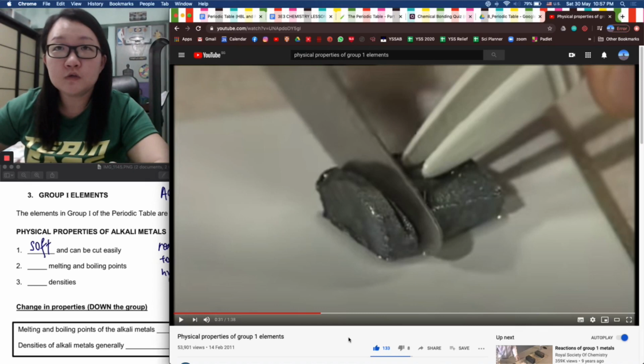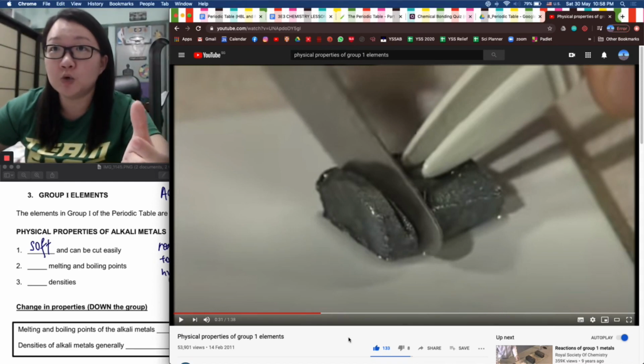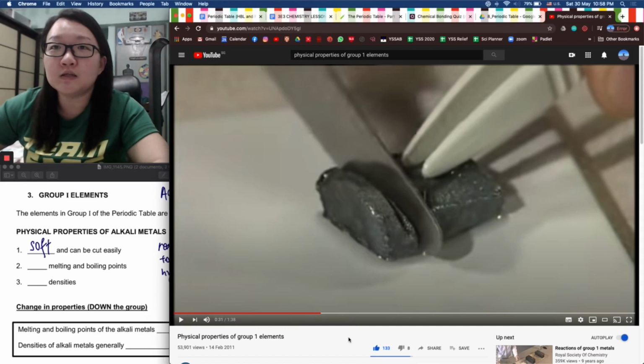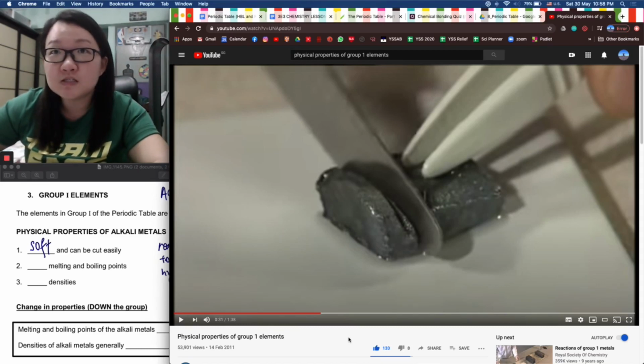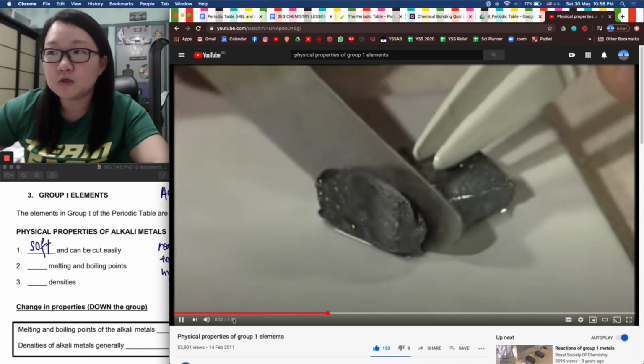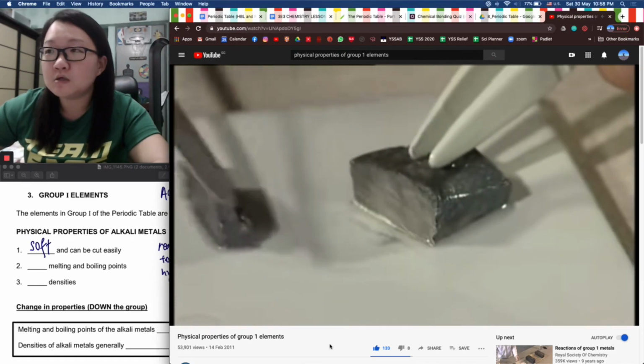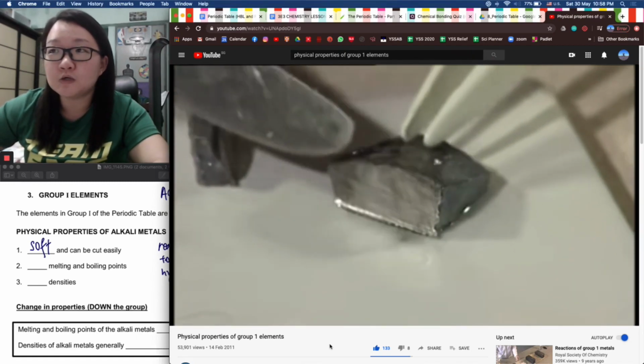If we have a look at this video, over here you will see certain metals that come in a little block, and you will see some scientists using a scalpel trying to cut into the metal. Even before I play the video, you can already see that it's quite easy to cut into it. So let's play the video and have a look. It's really quite easy to cut it because it's very soft.